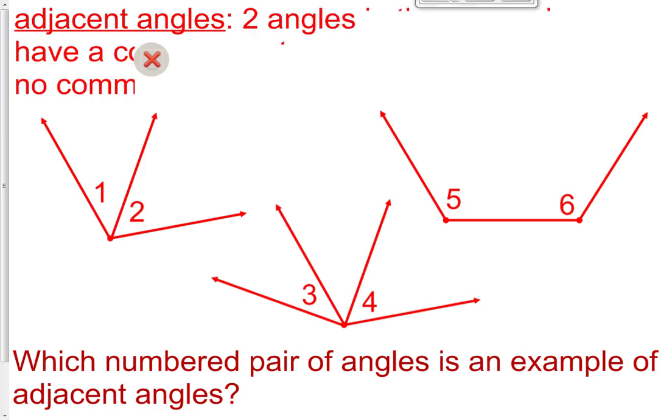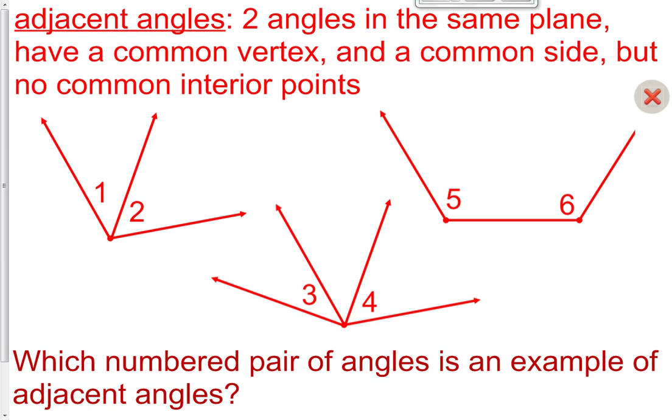Adjacent angles is our first definition. Here's what adjacent angles are. They're two angles in the same plane. They have a common vertex and a common side, but no common interior points. How I like to refer to this in layman's terms is it's two angles that are next to each other. So look at angle 1 and angle 2. They're kind of neighboring or bordering angles.